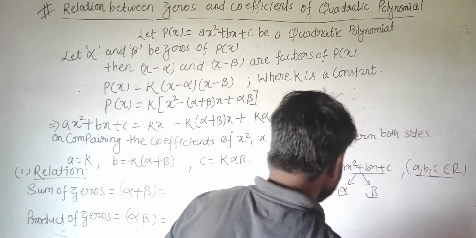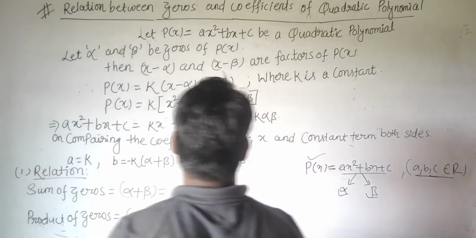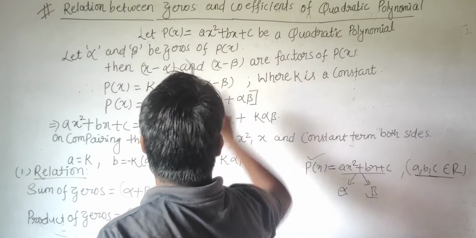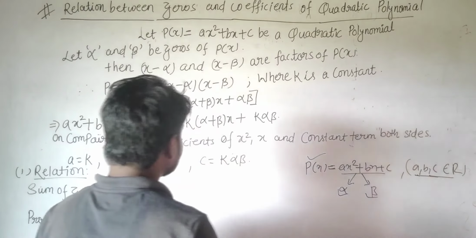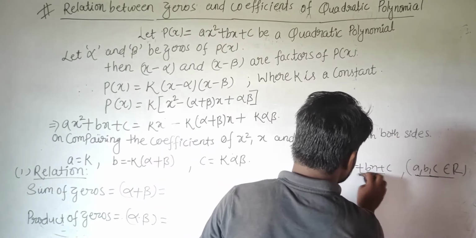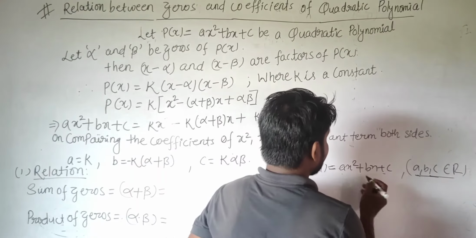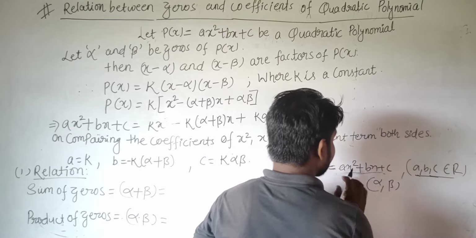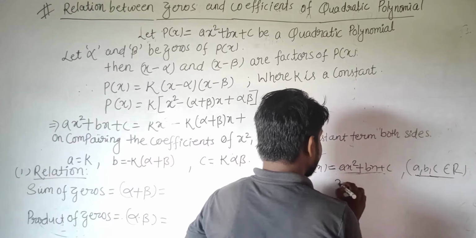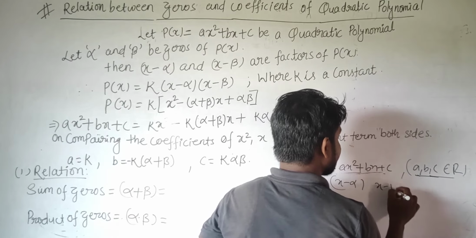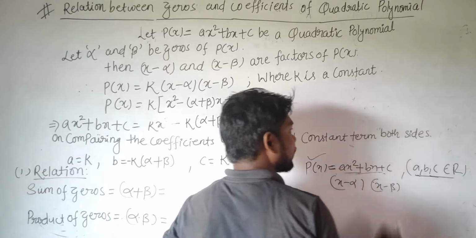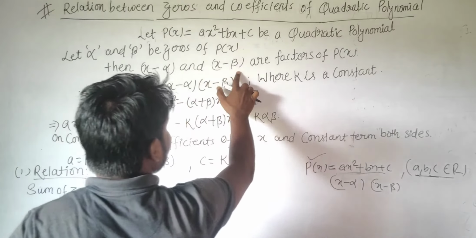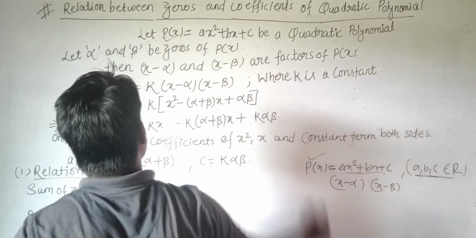Okay, and alpha and beta be zeros of p of x. So if this is a quadratic polynomial and alpha and beta are the zeros of this polynomial, then we can say x minus alpha and x minus beta will be factors of this polynomial, right? So therefore x minus alpha and x minus beta are the factors of this polynomial p of x.